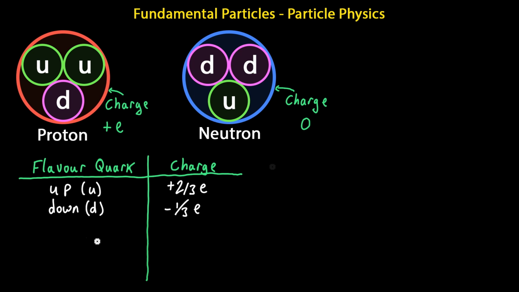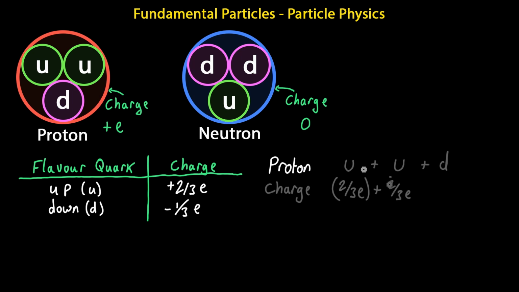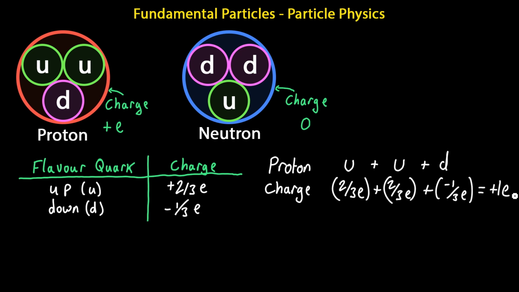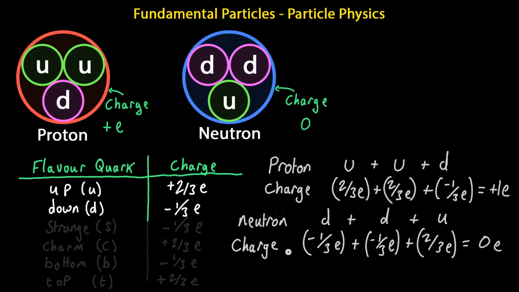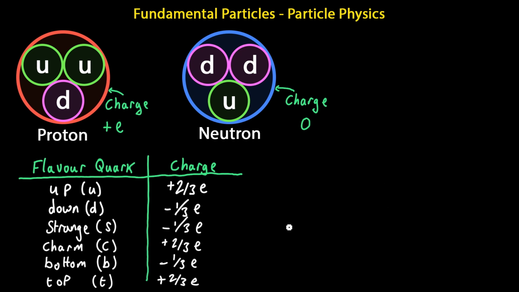So for a proton, if we add up all the charges for the up and down quarks, we should sum to positive 1 e. And if we do this for the neutron, where we have 1 up and 2 down quarks, the electric charge should sum to 0. All charges cancel out. The 4 other types of quarks are the strange quark, the charm quark, and the bottom and top quark.